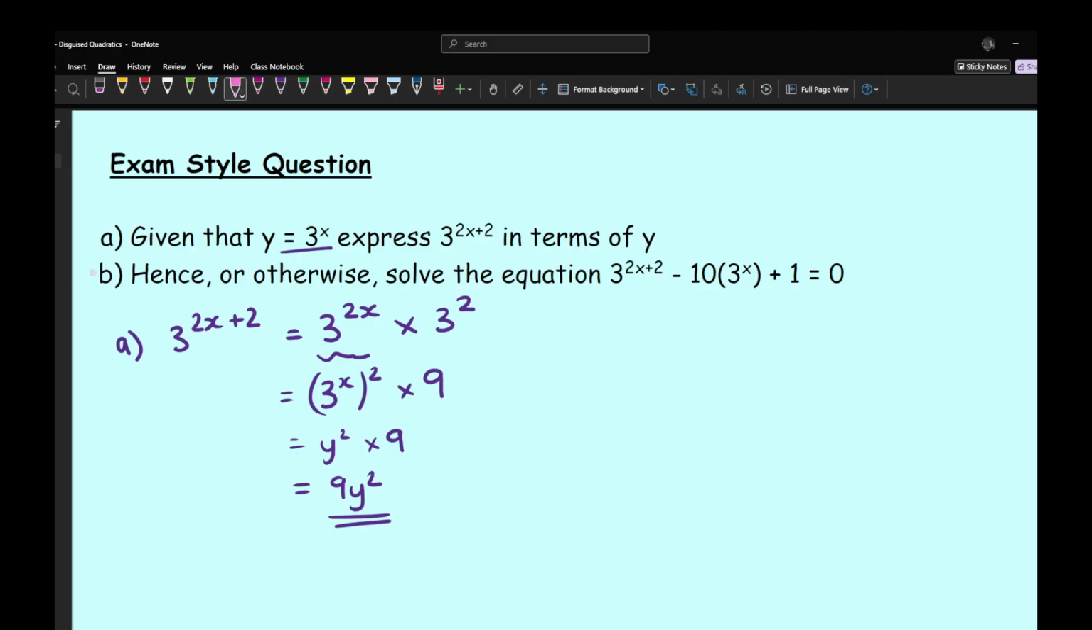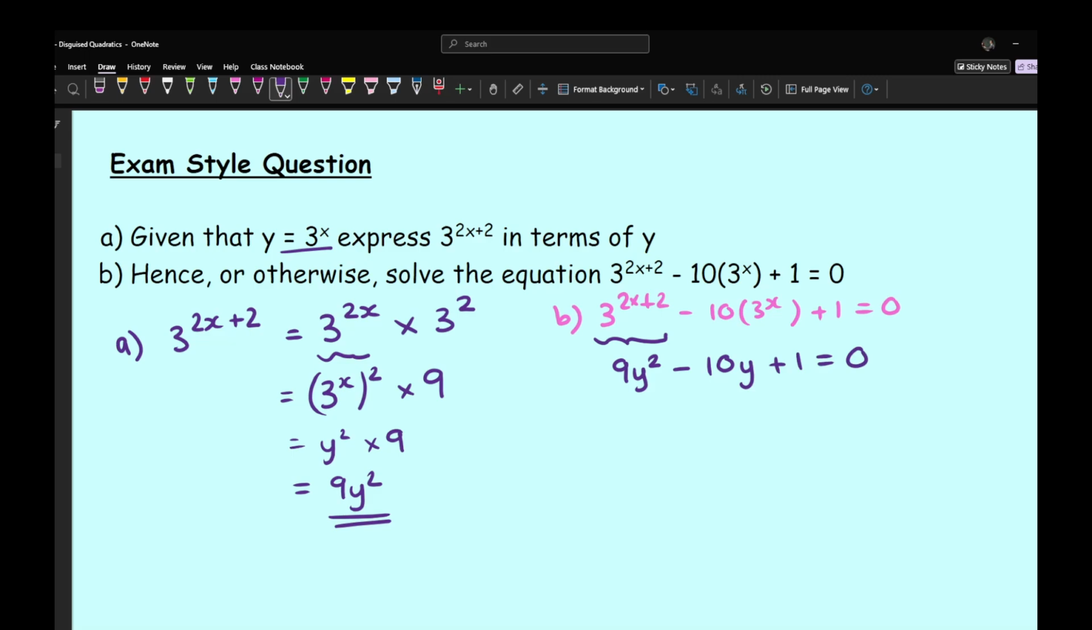Now if I move on to part b, it says 3 to the power of 2x, and let me just write that a little bit more properly. So we've got 3 to the 2x plus 2 minus 10 times 3 to the x plus 1 equals 0. Now it says hence or otherwise, but this is what you do with these particular questions: this becomes 9y squared minus 10 y plus 1 equals 0, since 3 to the x is also y. And now we've got our quadratic equation, which I can go on and solve.